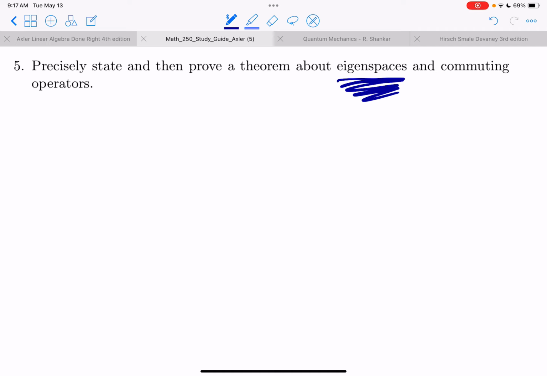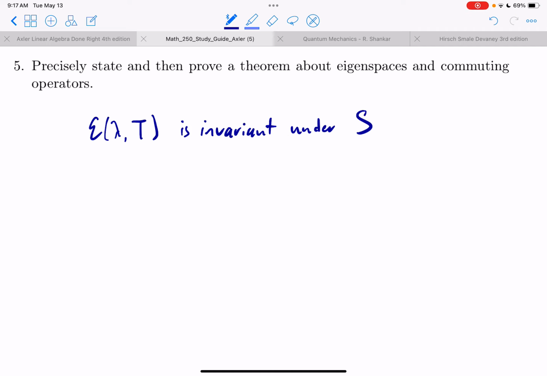The key is that an eigenspace of one of the operators will be invariant under the other. So the lambda eigenspace of T will be invariant under S, and vice versa, the lambda eigenspace of S will be invariant under T. It doesn't matter what we call each operator. If TS equals ST, if T and S commute, then each eigenspace is invariant under the other operator.